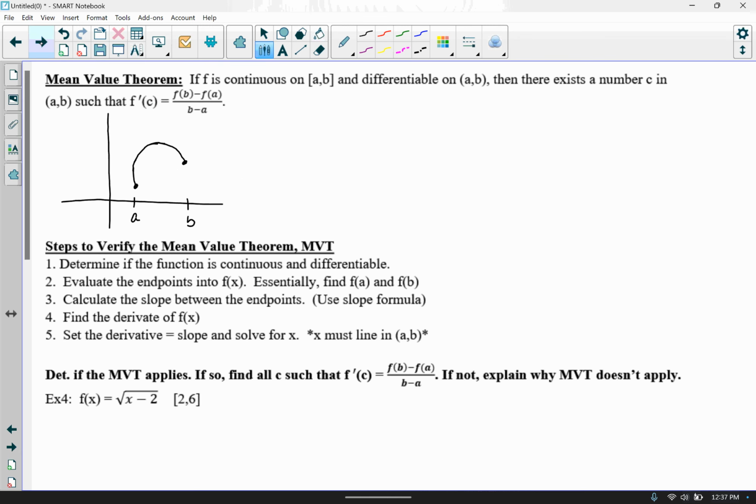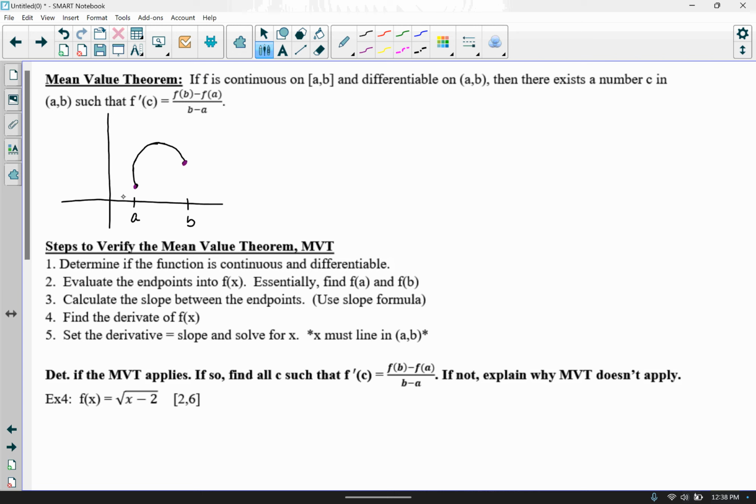With the mean value theorem, there's not a stipulation that f of a has to equal f of b, okay? So it says here for the mean value theorem, your function has to be continuous on the closed interval and differentiable on the open interval. And it's saying then that there exists a number c in that open interval such that your derivative at that c is equal to f of b minus f of a over b minus a. And let me just say this f of b minus f of a over b minus a, that's talking about the slope between these two endpoints.